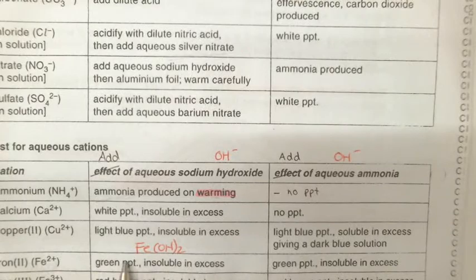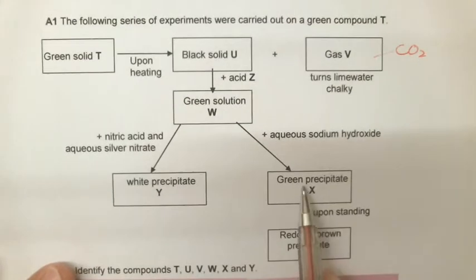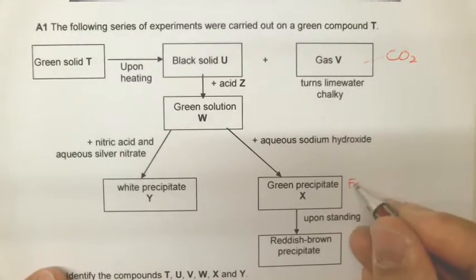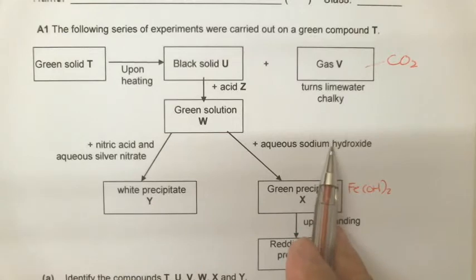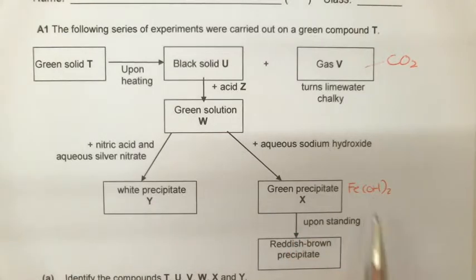So we know that the green PPT is iron 2 hydroxide. So therefore, this is iron 2 hydroxide. In fact, every time you see a green PPT after addition of sodium hydroxide or aqueous ammonia, that is iron 2 hydroxide.